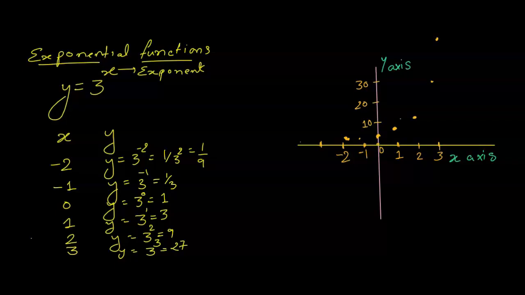You can see that the values are rising suddenly. Okay, children? See, this is the graph and the value is rising at a tremendous speed, right? Especially when the exponents are positive. This is the graph of y equals 3 raised to power x.